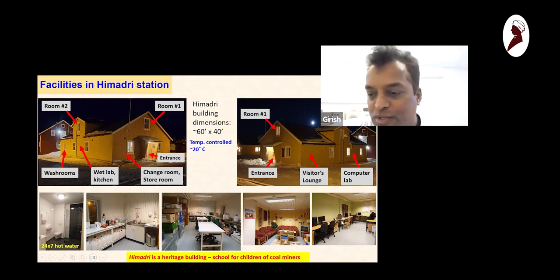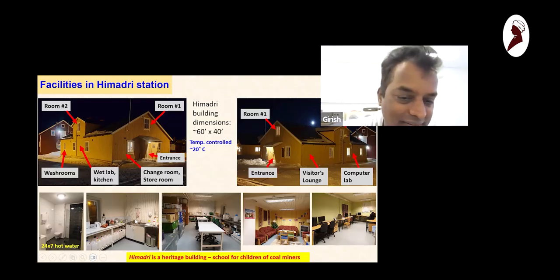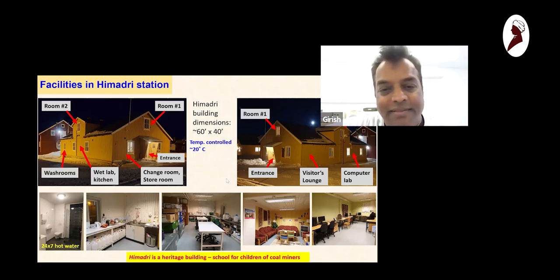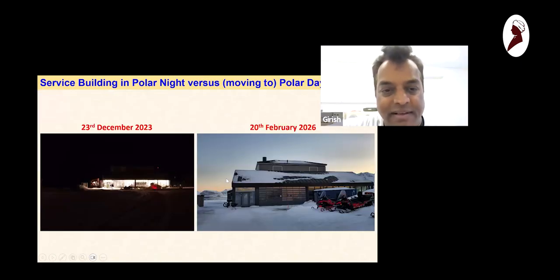And then, for somebody who wants to be away from this place, there is a space where 7 or 8 people can come and work. And then there's a small kitchenette where we can make tea, prepare tea. We're not supposed to cook. That's how the Himadri station is.